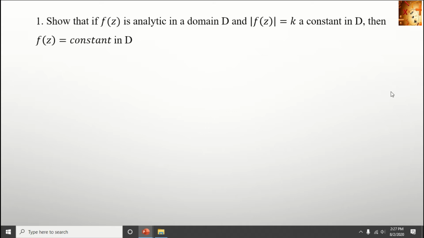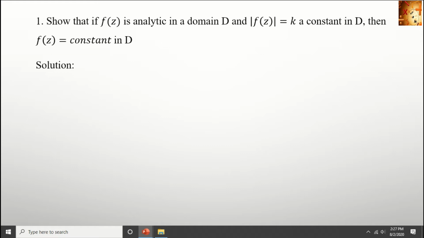First one, show that if f of z is analytic in a domain D and mod f of z equal to k, which is a constant in D, then f of z equal to constant in the domain D. It is given that f of z is analytic and mod f of z equal to k. Here we want to show that f of z is a constant function.